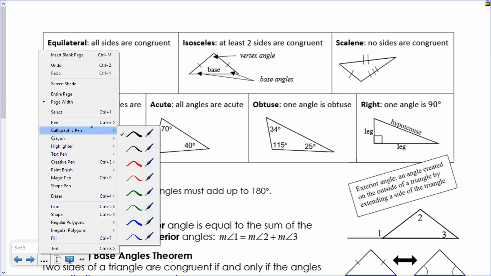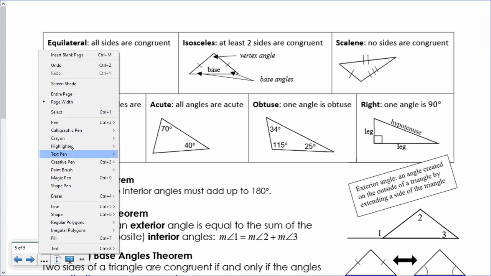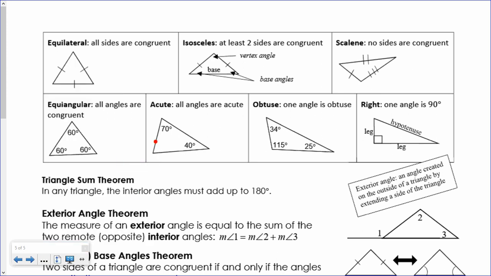Go ahead and write that into the picture, guys. 70 plus 40 is 110, so this angle is 70. So now it's acute, because all three are acute.